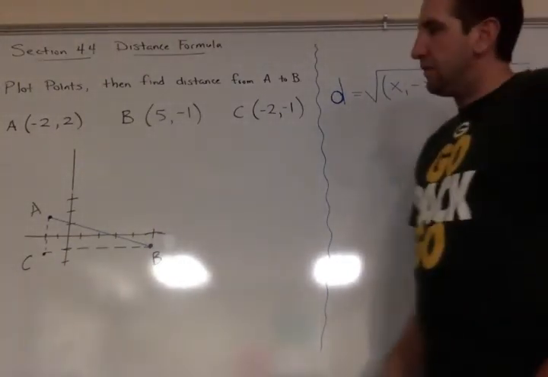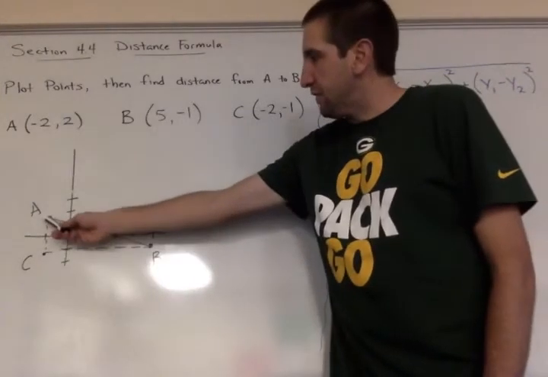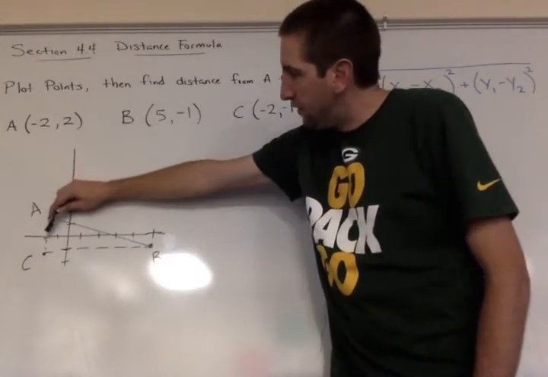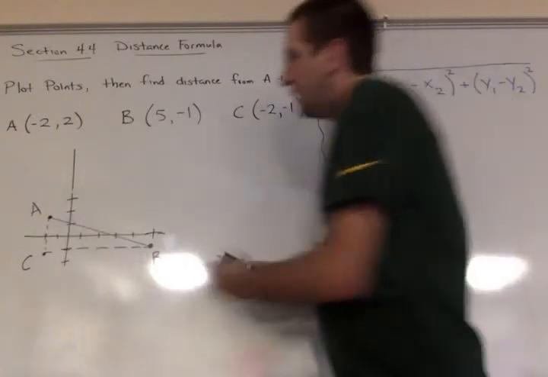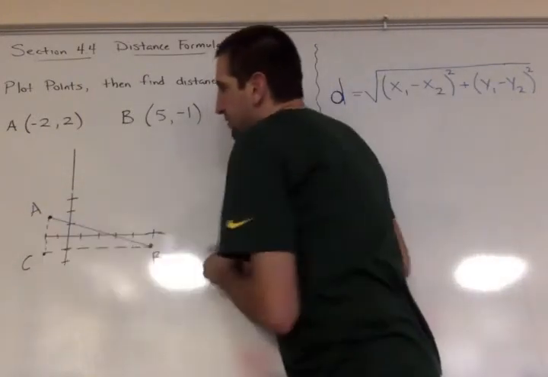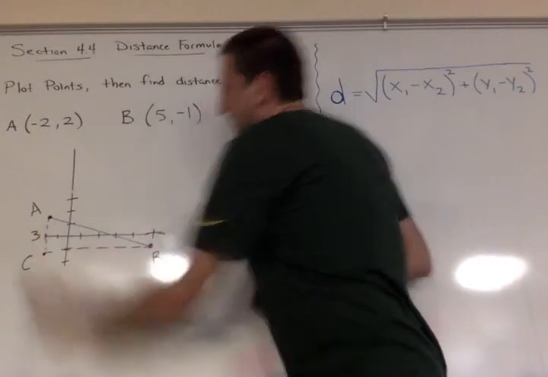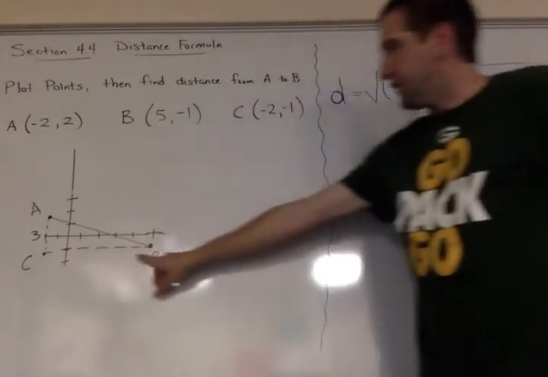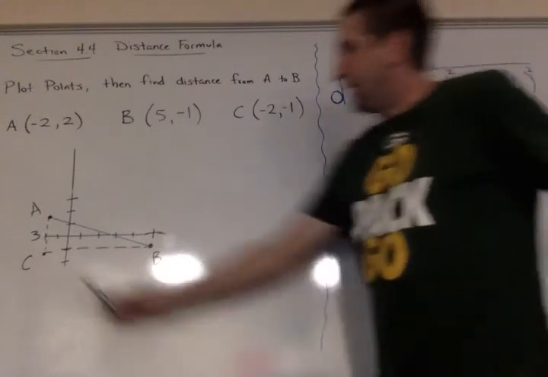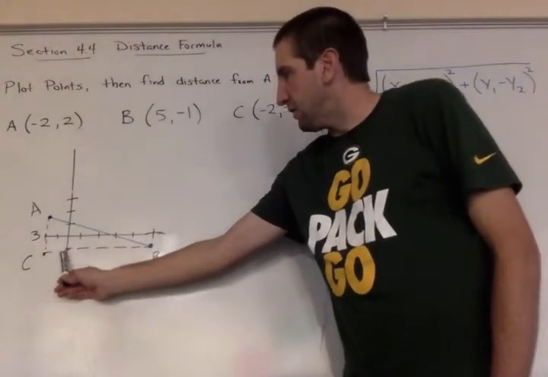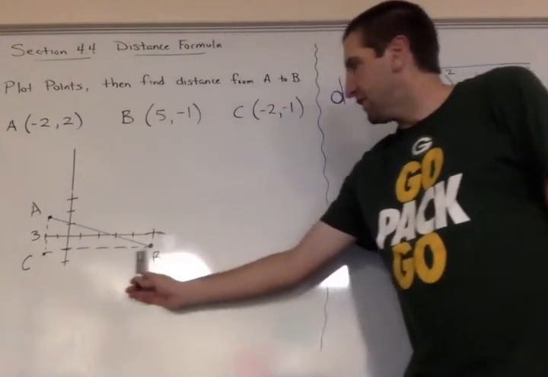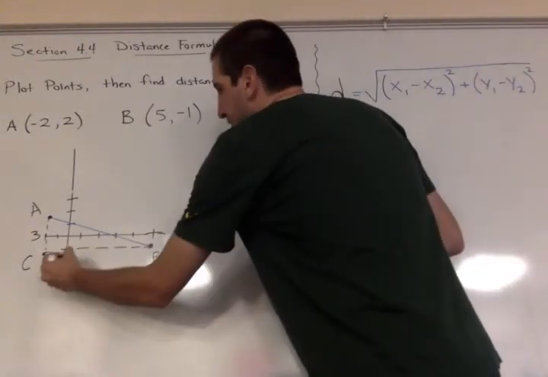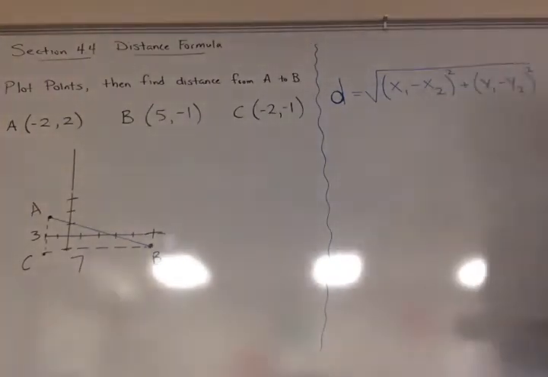Notice if we count the straight vertical distance from point A to point C, that's going to be 1, 2, 3 units. So I'm just going to put a 3 right next to side AC. We can also count the straight horizontal distance from C to B. It's 1, 2, 3, 4, 5, 6, 7 units. So I'm going to write a 7 next to that segment from C to B.